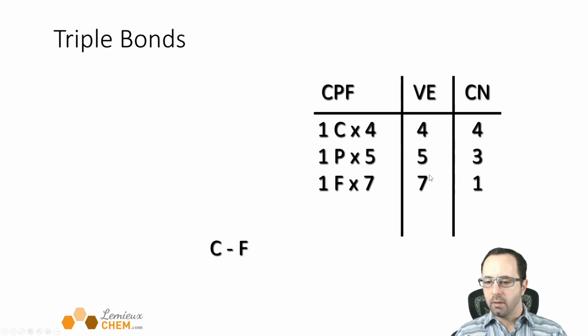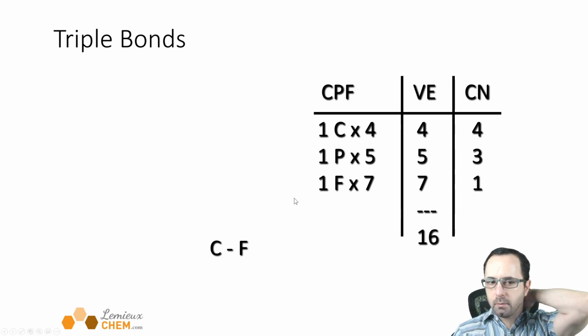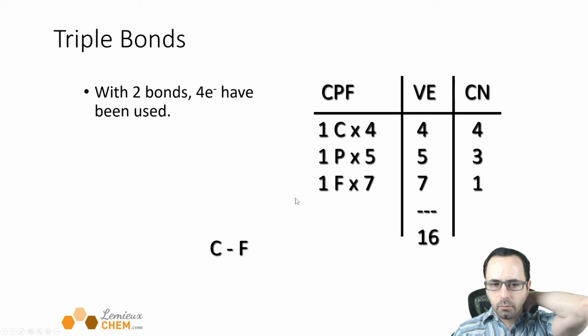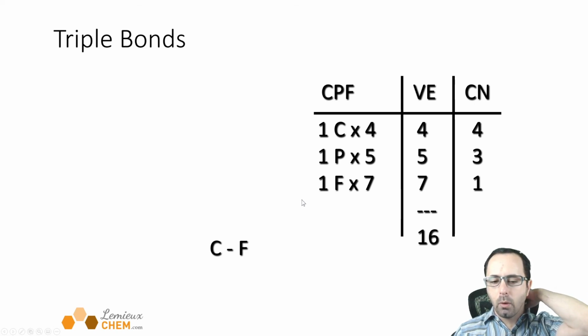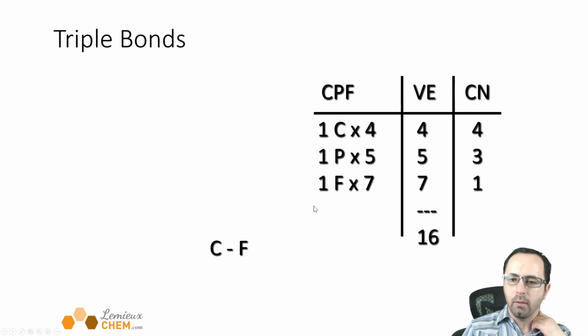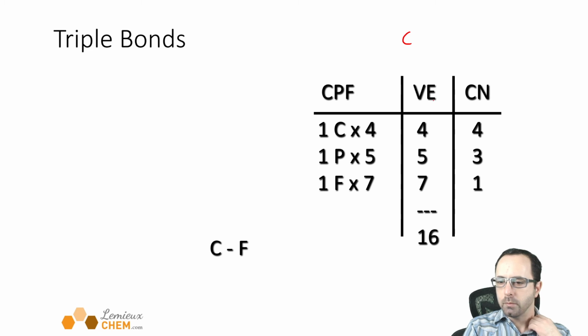Now let's add up all the valence electrons. 4 plus 5 is 9, plus 7, that's 16. 16 total valence electrons. So now we're going to make bonds, and I'm going to draw this up here. I'm going to put this carbon in the middle because it has the highest covalence number.